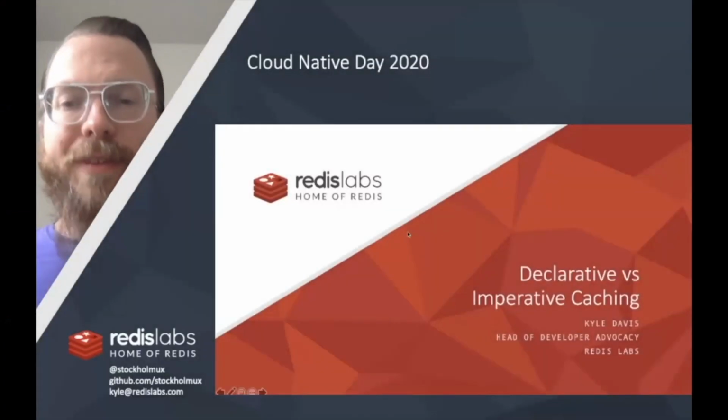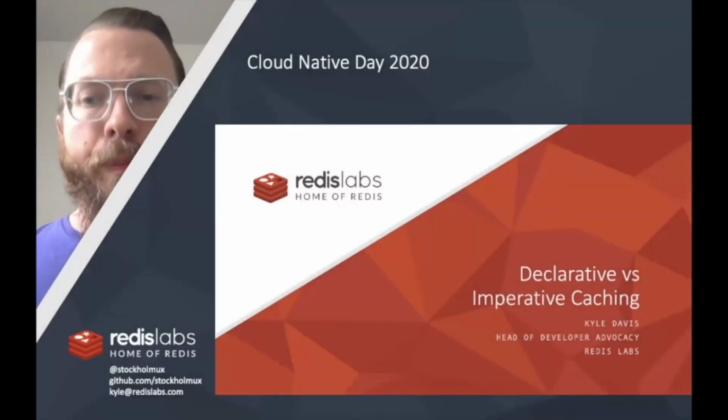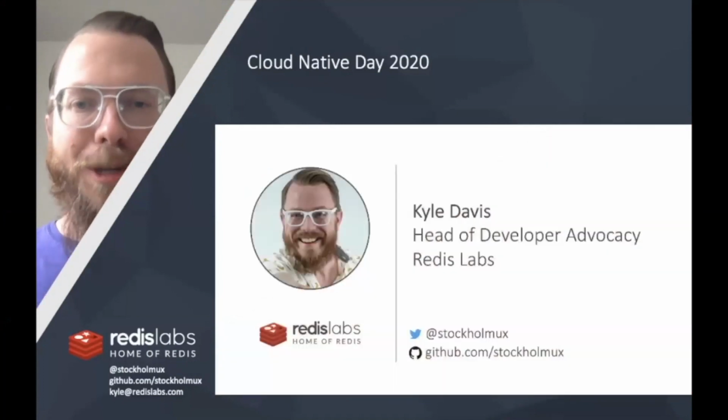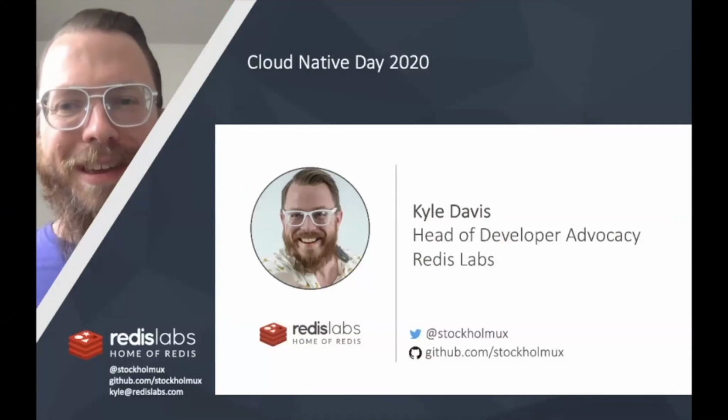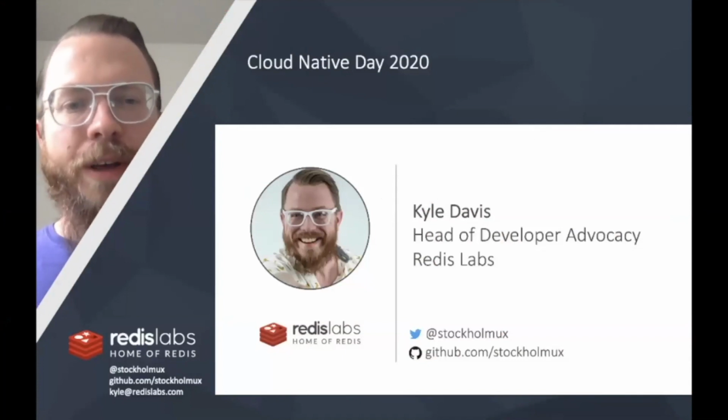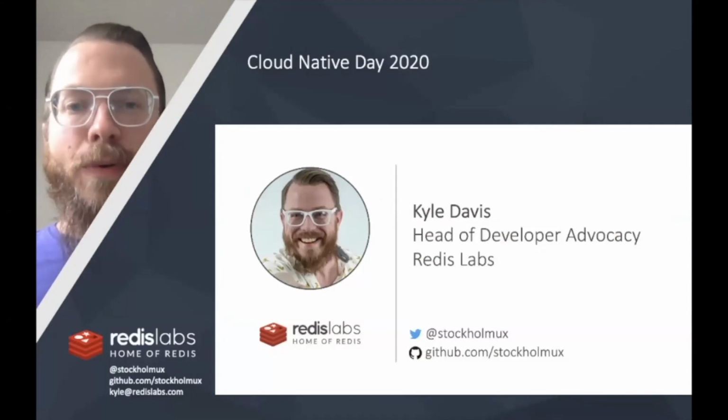Hi everybody, my name is Kyle, and today I'm going to talk about declarative versus imperative caching. First off, I want to talk a little bit about myself because it's one of my favorite subjects. I'm the head of developer advocacy here at Redis Labs, and you can find me at these social profiles as well as GitHub. Now, I live in Edmonton, Alberta, so I'm glad to be presenting at a Canadian conference.